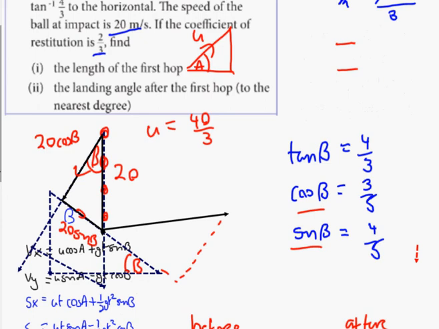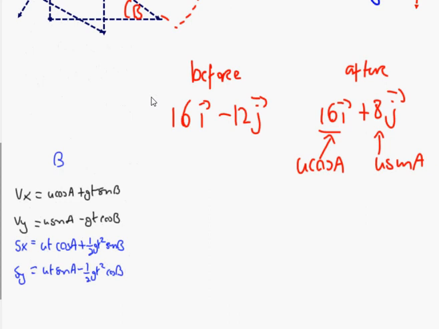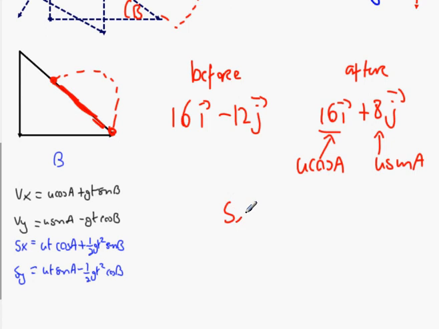Now, when you're talking about the length of the first hop, how do you find it? Does it refer to a horizontal or a vertical distance? Or does it refer to a distance parallel to the hypotenuse here, or perpendicular to the hypotenuse? Parallel. So in effect, we're looking for this red distance here. That's known as the range usually, isn't it? So you're looking for s of x when s of y equals 0. What does s of y equal 0 at?